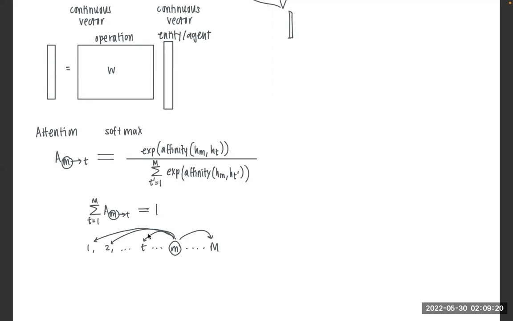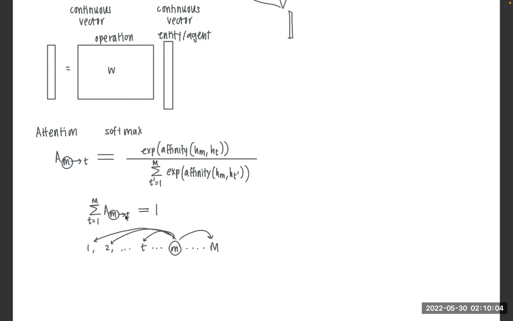You pick one vector to pay attention. Although this is actually a probability, it's a probability over all the vectors, including itself. It is softmax, so that it's the exponential of an affinity score of HM, this pivot vector, to any other vector HT, divided by the summation of the exponential of this affinity score over all T prime from 1 to M. Here I use T prime just to avoid confusion, where we have this HT already. So this is a normalizing constant, like we use Z to denote this normalizing constant.